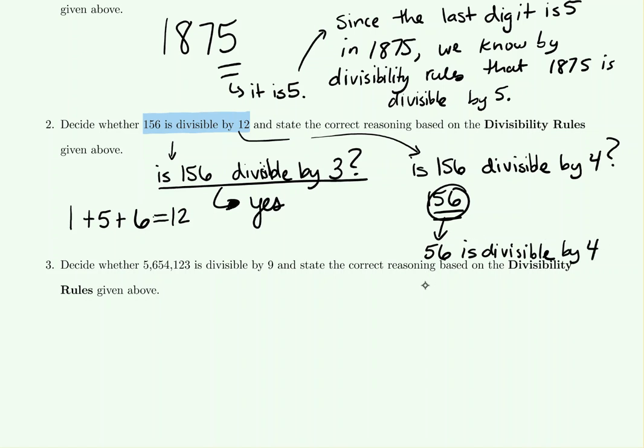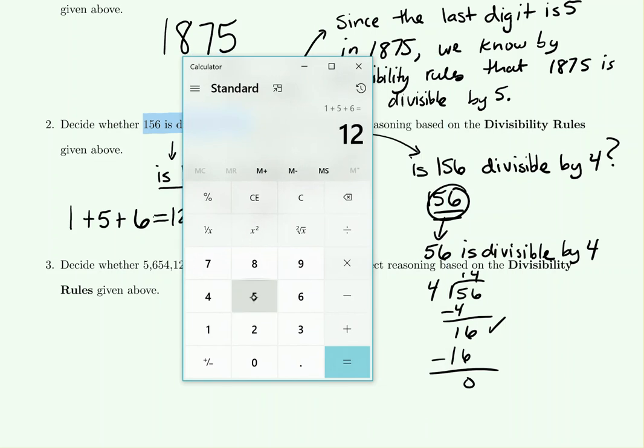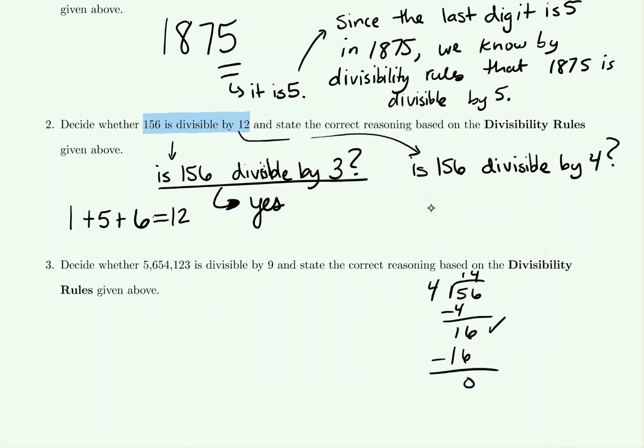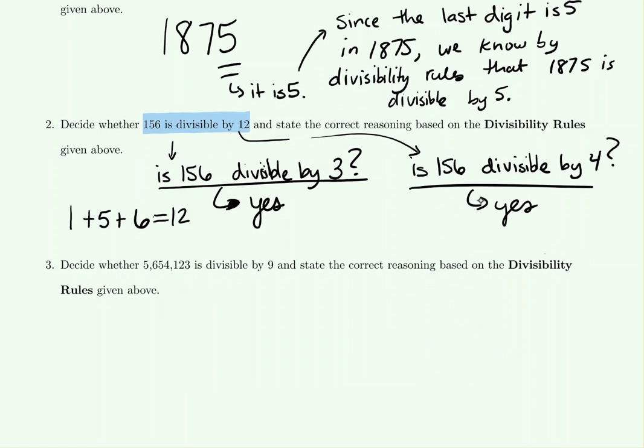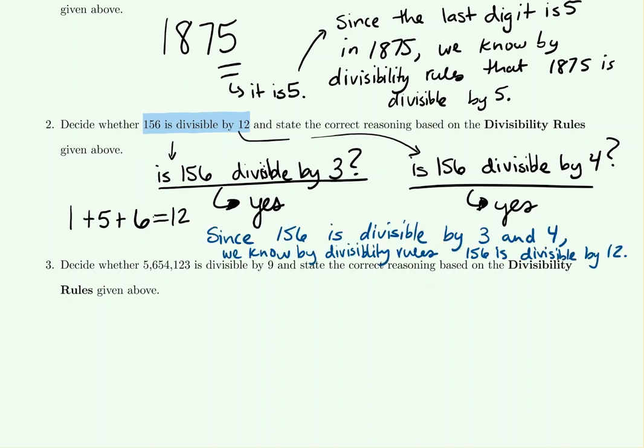Okay, and then we could even check using our long division. Okay, so it is divisible because we get down to a 0 remainder. You could also check here, 56 is divisible by 4. So 156 is divisible by 4 for that reason. So our answer to this is yes. And then finally, we were asked about, is 156 divisible by 12? So I would say our conclusion, since it's divisible by 3 and 4 separately, we know 156 is then divisible by 12 by our divisibility rules.